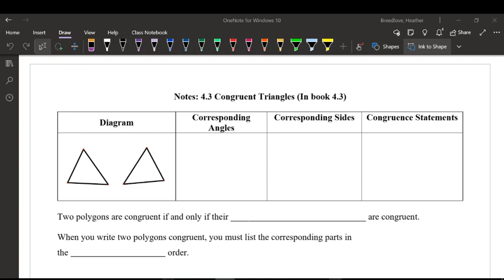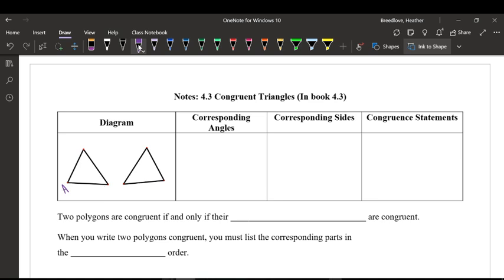All right, this is 4-3, congruent triangles. So, as you may guess, in order to be congruent triangles, you're going to need congruent parts, because congruent parts of congruent triangles are congruent. Profound, I know. Okay, so looking at the first part of the notes, first I need to name these triangles, or else it's going to be hard to refer to them.